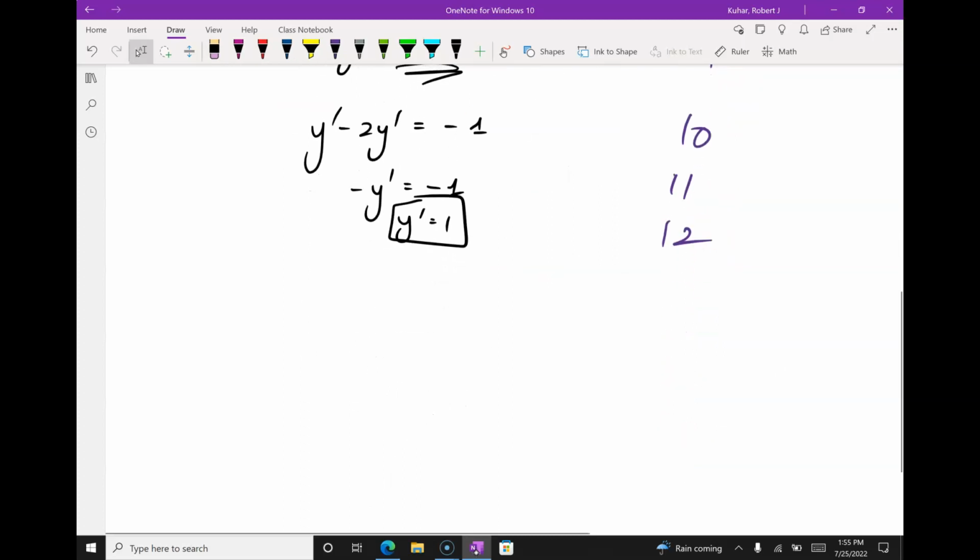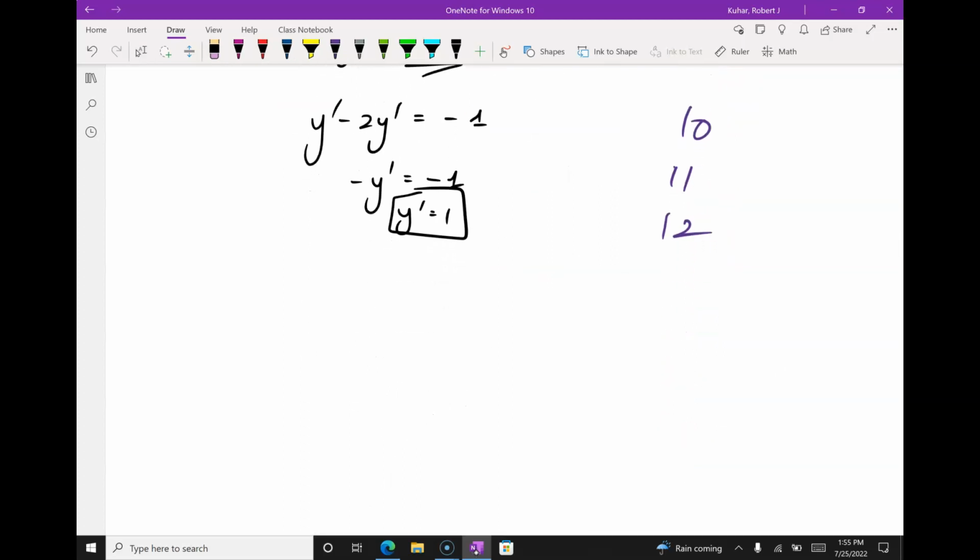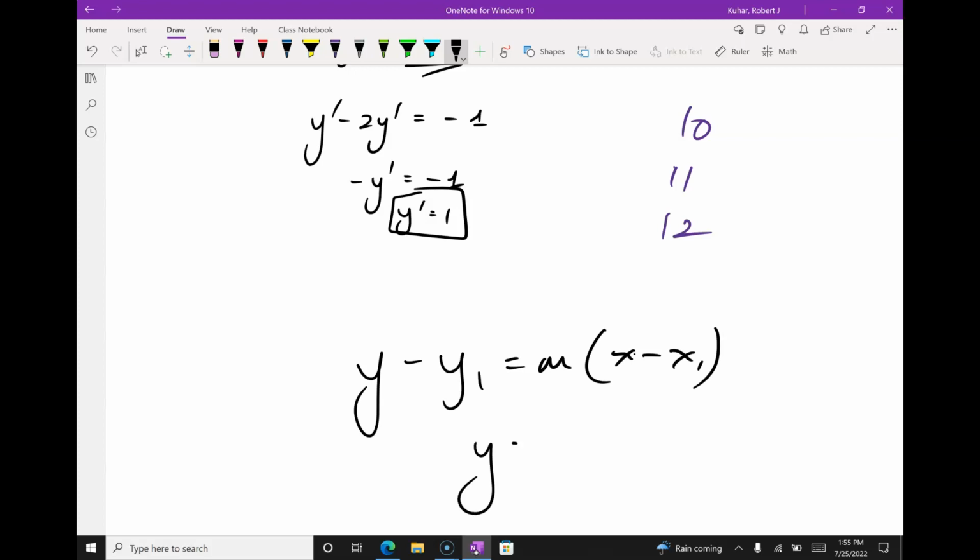Well, if it's not a b value, you gotta use our friend y minus y1 equals m times x minus x1, right? But they gave me a b value, so I could just go right into mx plus b.